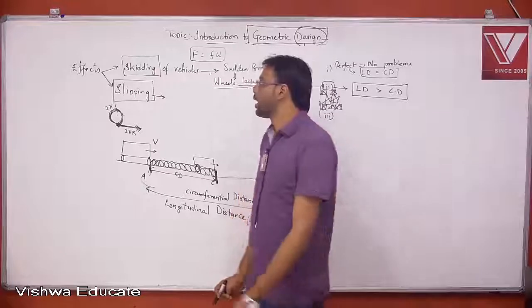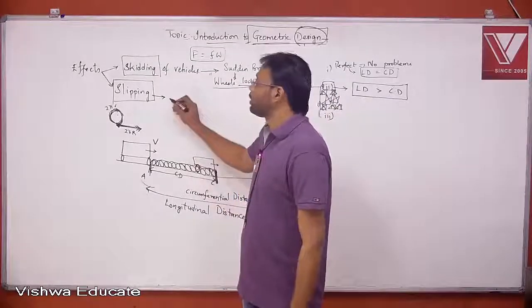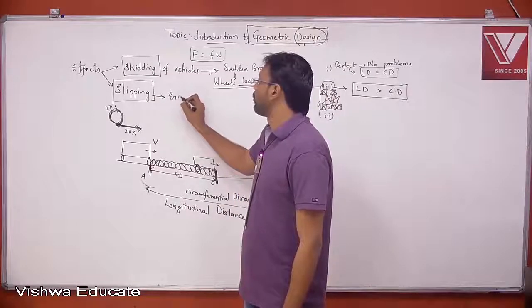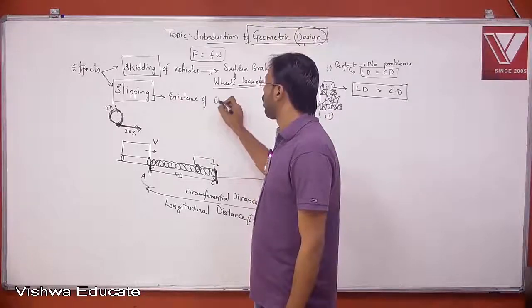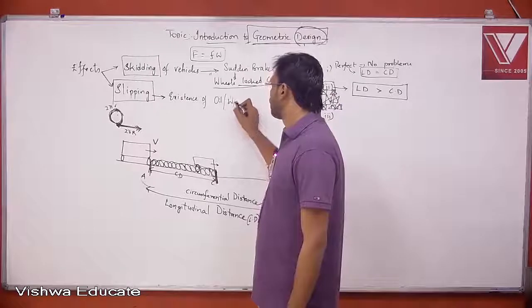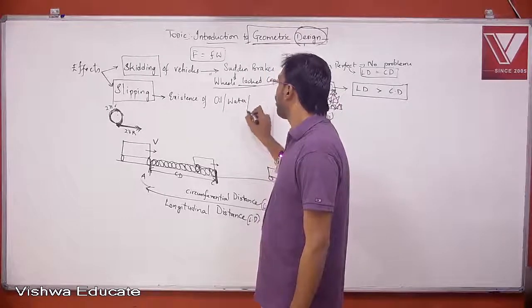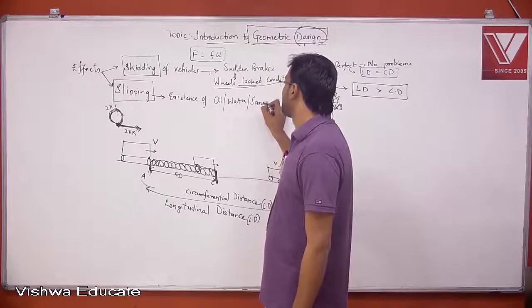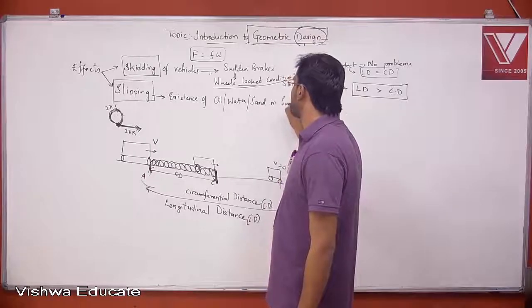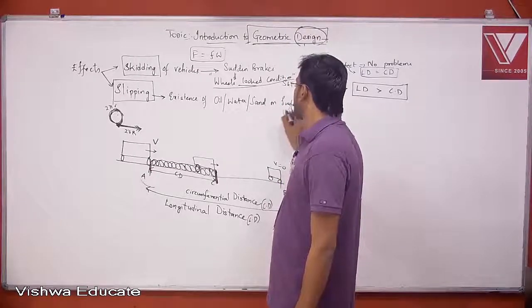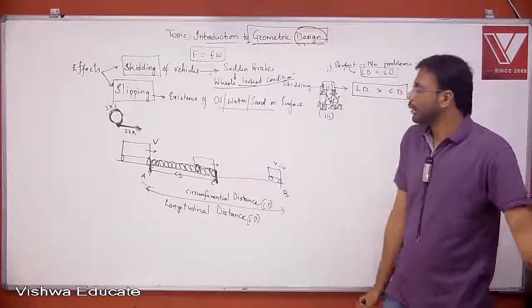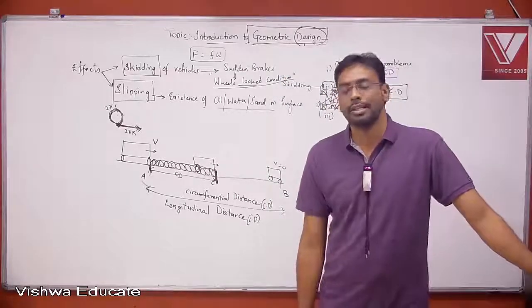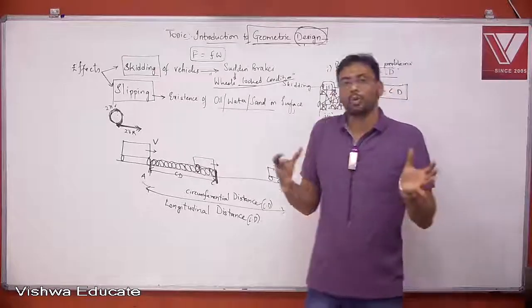Slipping will generally happen if there is water or oil, right? The same way, slipping will happen due to existence of oil or water or even sand on the surface, right? Any of these three materials will lead to slipping of the vehicles. Means slipping is due to less friction.